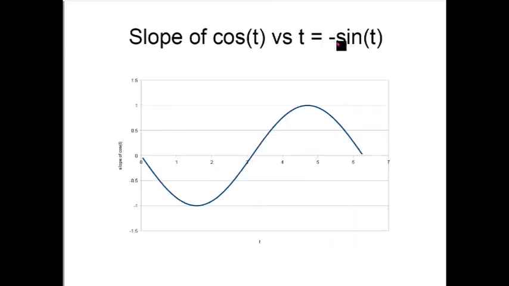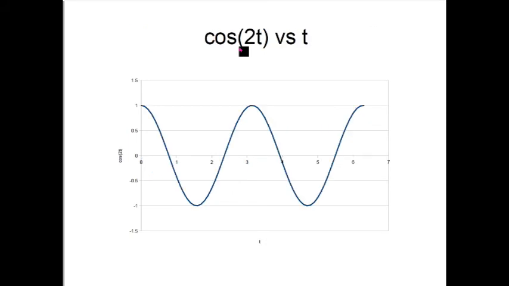Slope of cosine gives us negative sine. And it turns out slope of sine will give us negative cosine. And slope of negative cosine will give us positive sine. And positive sine will give us a slope of cosine. And then we're basically back where we started.